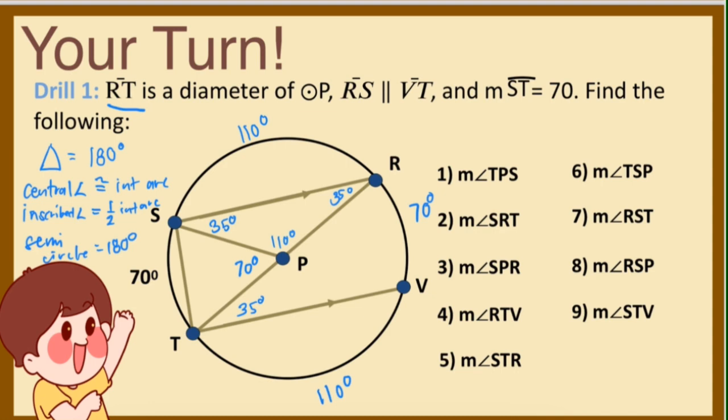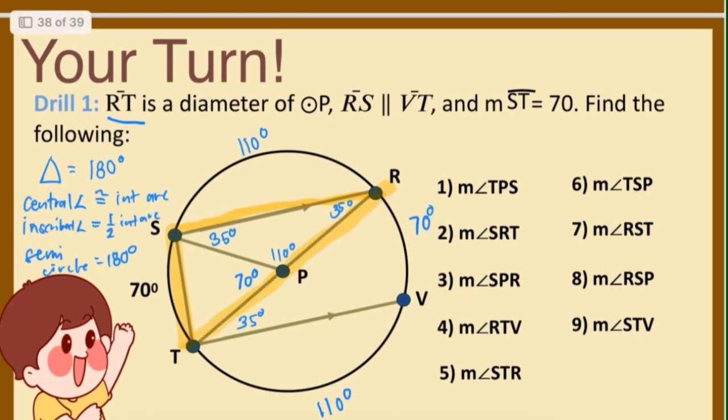RST. And RST, guys. You see it? It's connected to the diameter. Hence, RST must be equal to 90 degrees. So, kung 90 degrees si RST, and there's already 35 degrees here, what's 90 minus 35 degrees? It's gonna give us 55 degrees.